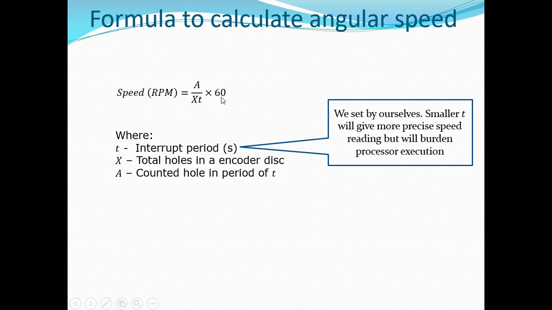Why multiply with 60? Because this is revolutions per minute. And then this interrupt period is in seconds. That means this one is seconds. You multiply with 60, and you will have minutes. Okay.